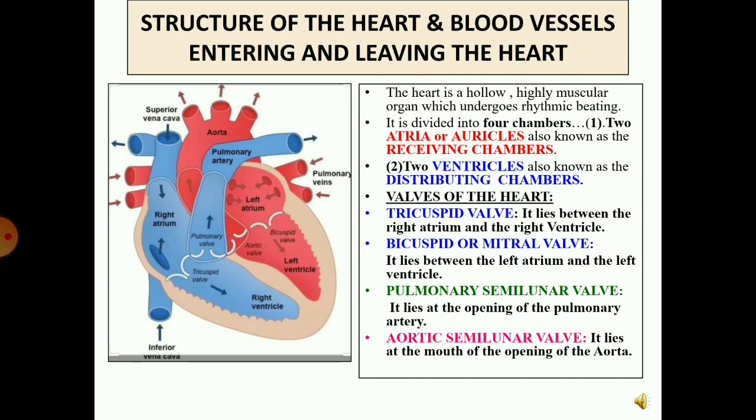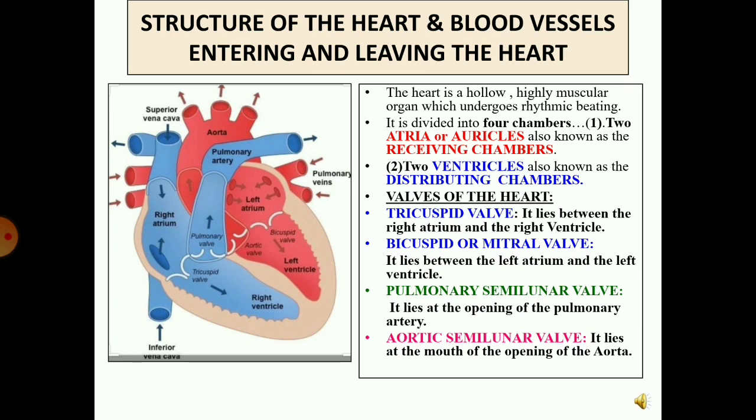There is also a valve at the mouth of the pulmonary artery. It is known as the pulmonary semilunar valve. There is another valve which is present at the mouth of the aorta and is known as the aortic semilunar valve. The blood vessels that enter the heart are, into the right atrium, right auricle, the superior vena cava and the inferior vena cava. Together with this, there is another blood vessel that enters inside which is known as the coronary sinus.